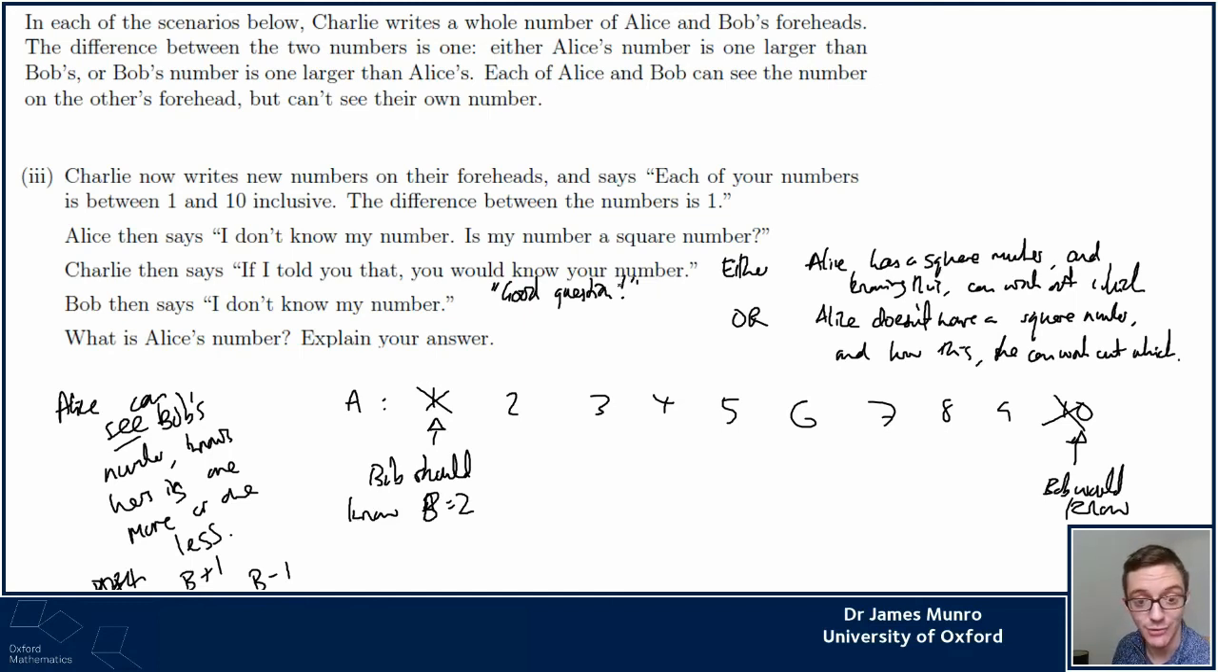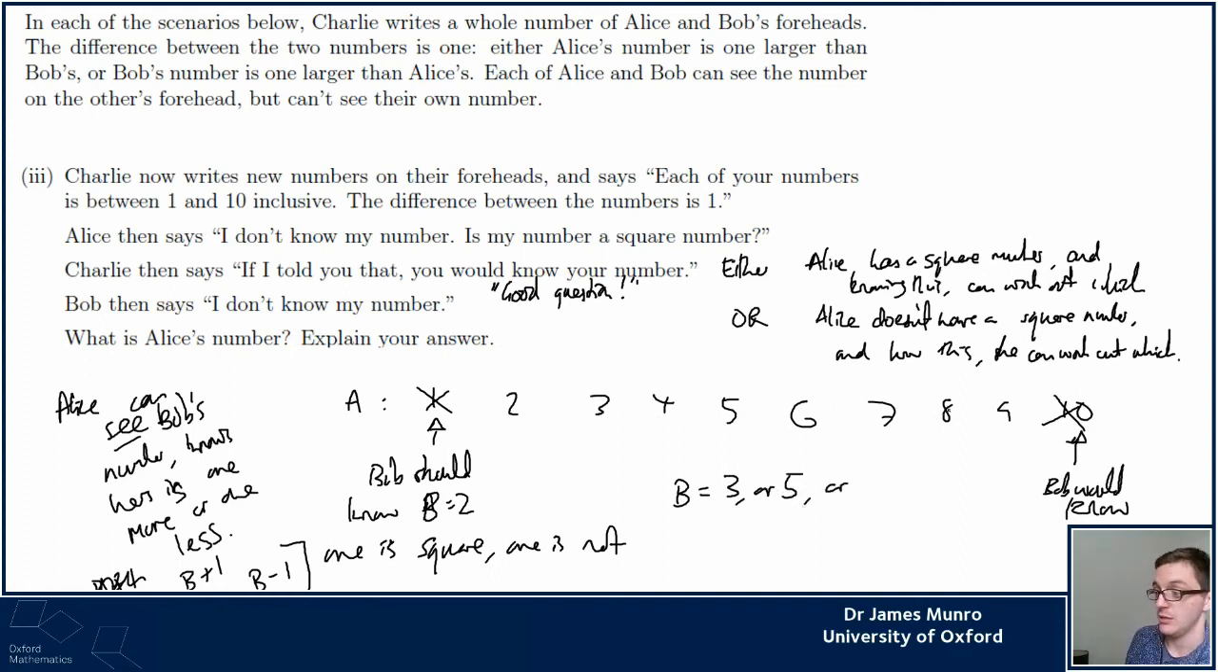Yeah, if I told you that, it would give the game away, because when one of your options is square and the other one's not. Okay, so it must be the case that 1 more than Bob's number and 1 less than Bob's number, one of those is square and one of them is not square. Okay, so B must be 3 or 5 or 8, I think, because those are the numbers on one side of a square. Or 2. B could be 2 or 3 or 5 or 8.